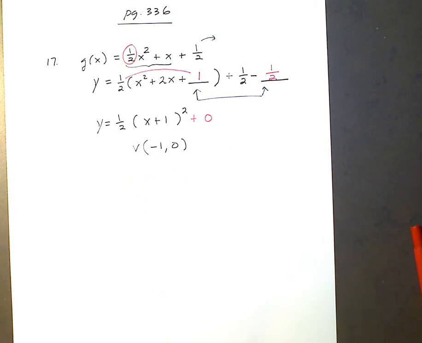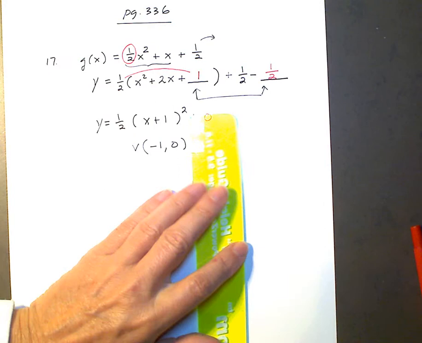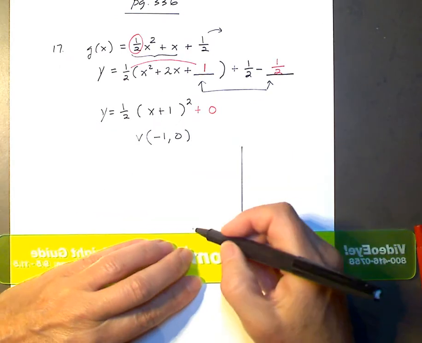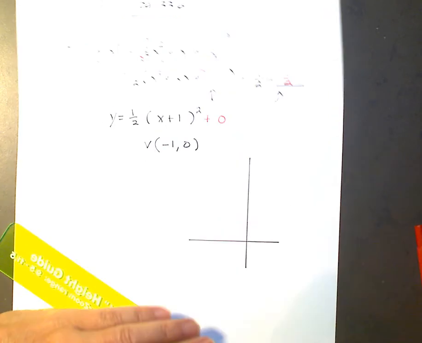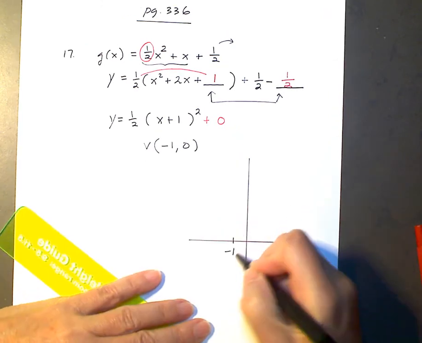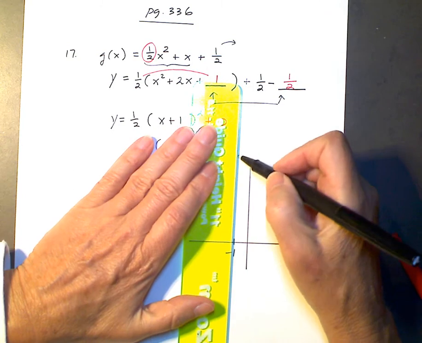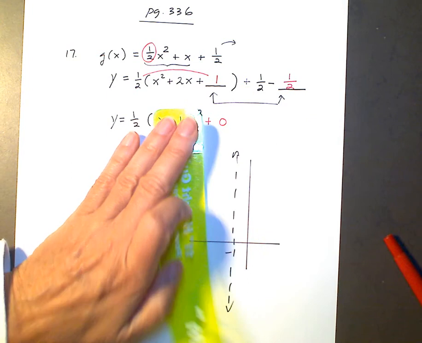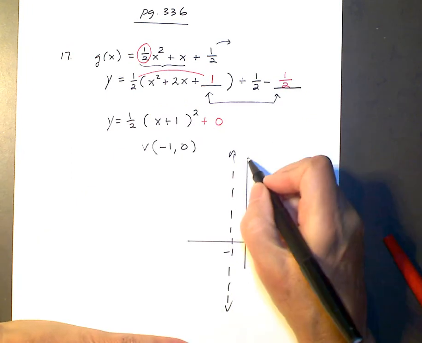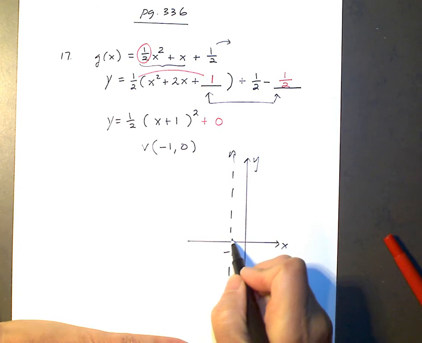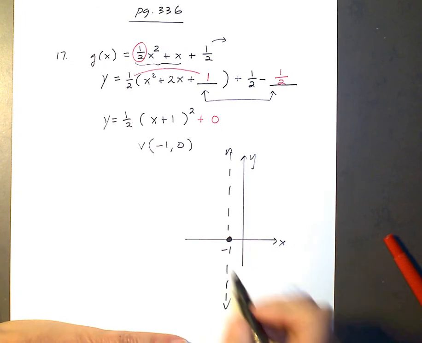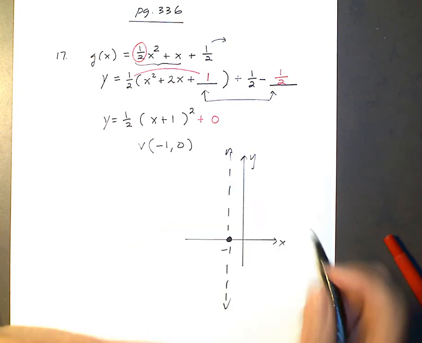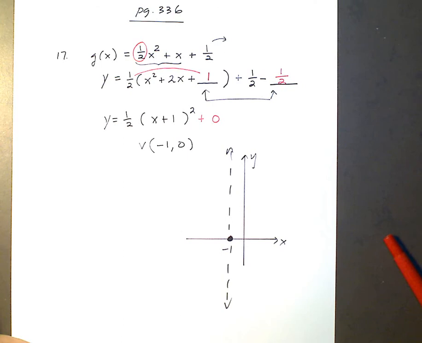So if I want to make a quick, decent sketch of this, it's opening up. So -1 is going to be where my axis of symmetry is. And let's see. So -1, 0, the vertex is right here. And A is positive, so it's going to open up, and the A is equal to 1/2, so it's going to be kind of a wide parabola.